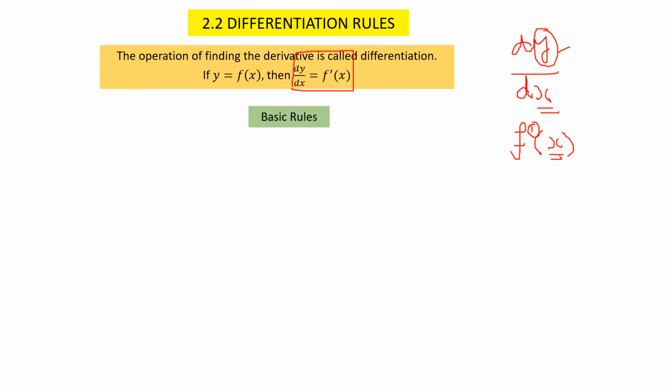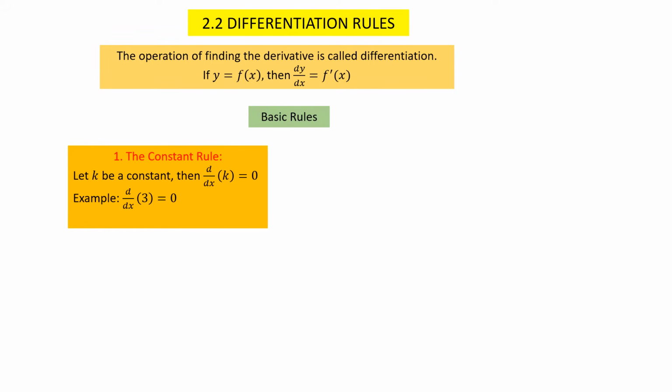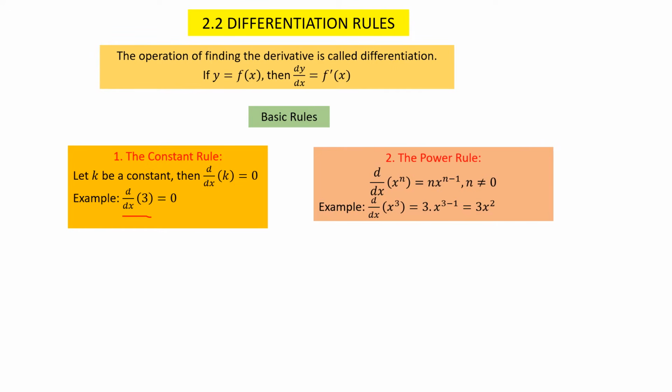So before going to the problems, we need to know some of the basic and important rules which will help us to solve the problems. Rule number 1 states that if I differentiate any constant, the answer is 0. For example, d by dx of 3 is equal to 0, since there is no variable x in the given function. So any constant, if you differentiate, the answer is 0.